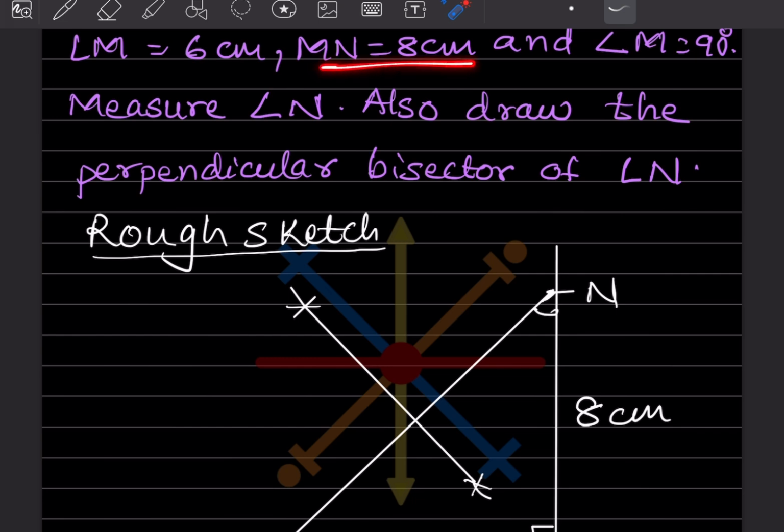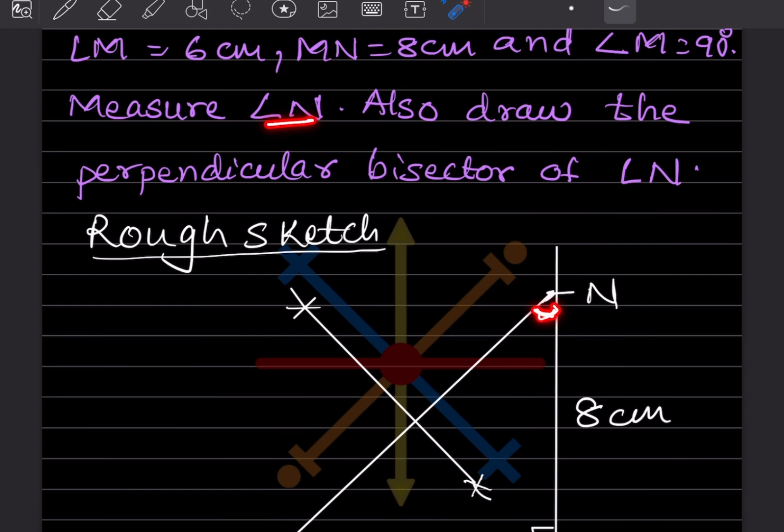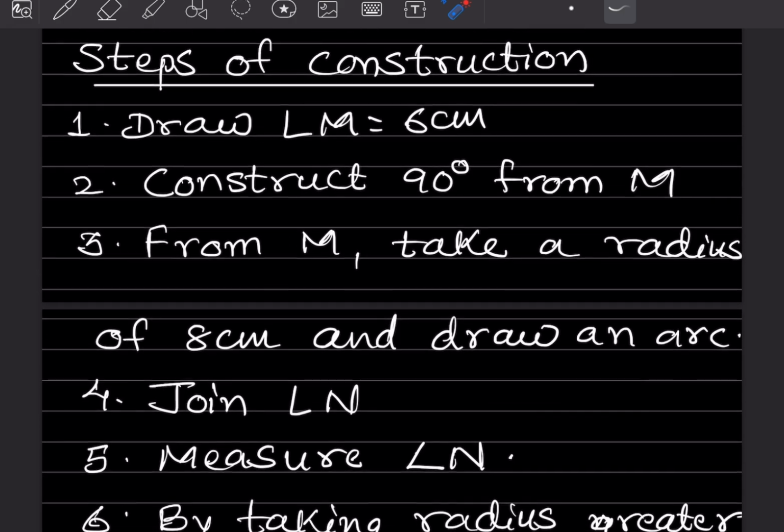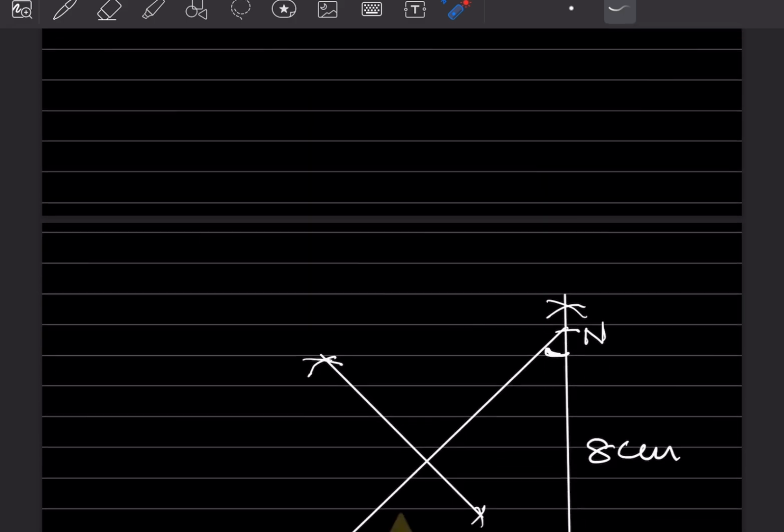Now MN is given as 8 centimeter. So from M you will take 8 centimeter on the compass and you are going to cut this line. So this is 8 centimeter. And then you are going to join this LN, and later on you are going to measure this angle N with the help of the protractor, and you have to draw the perpendicular bisector of LN. So I'll show you how to do that. This is the perpendicular bisector of LN. These are the steps of construction.